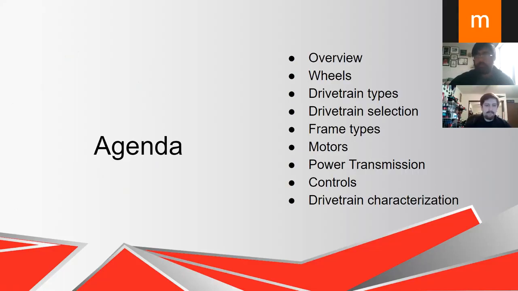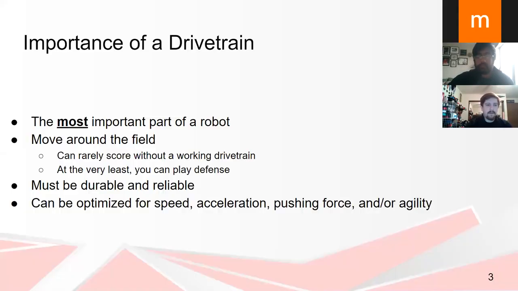Okay, so today you're learning about drivetrains. So here's a quick agenda of what we're doing. First, a little overview of drivetrains and the importance of them, and then a little bit about wheels, then some drivetrain types, some methods for selecting your own drivetrain, some methods of constructing your drivetrain, motors that are commonly used for drivetrains, power transmission, how you move power from the motor to your wheel, some controls and programming stuff, and then some drivetrain characterization tools that you can use.